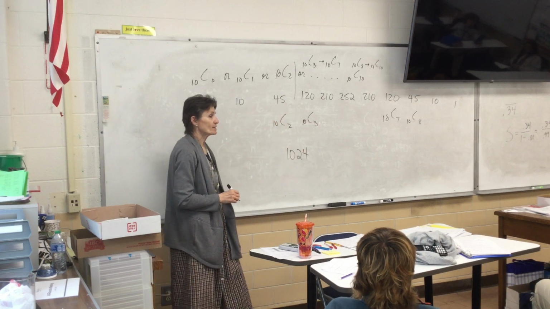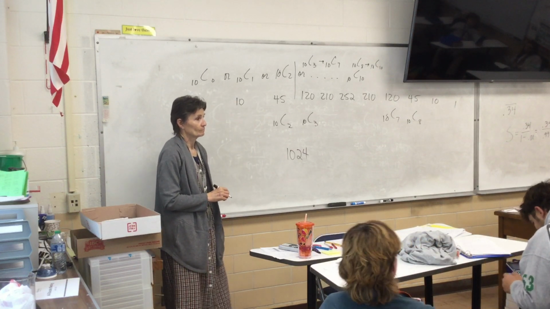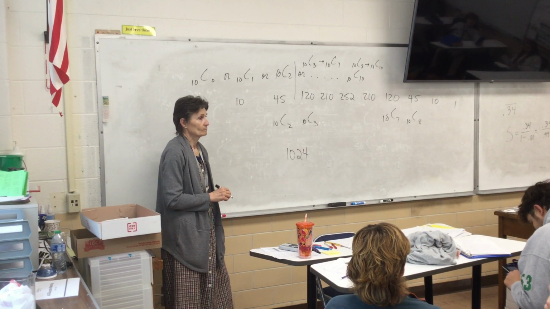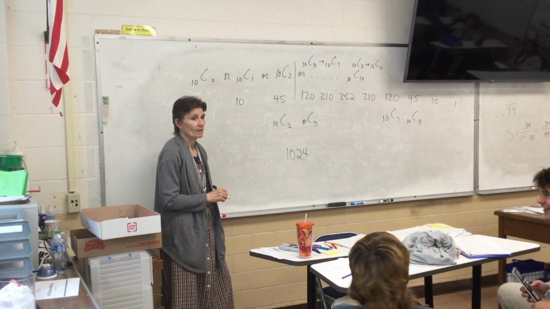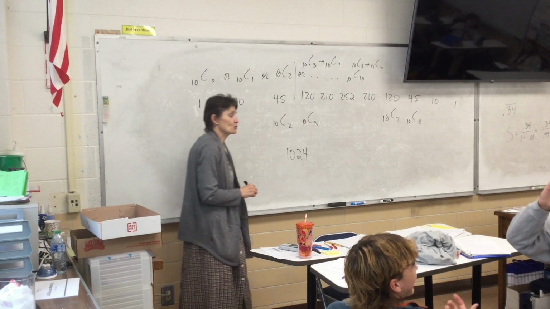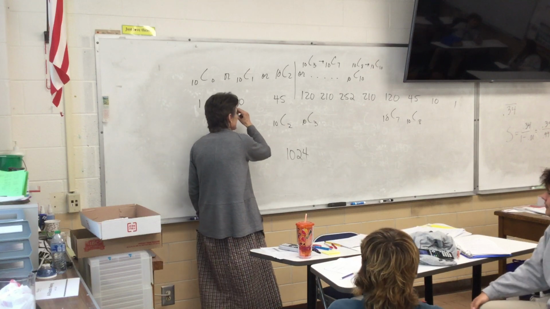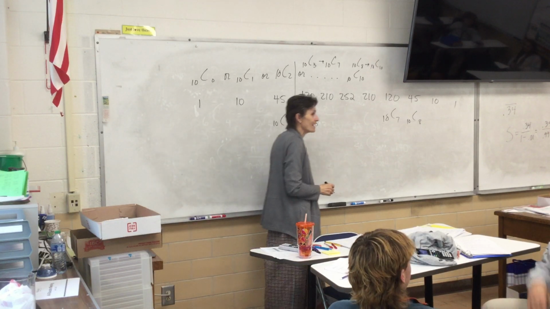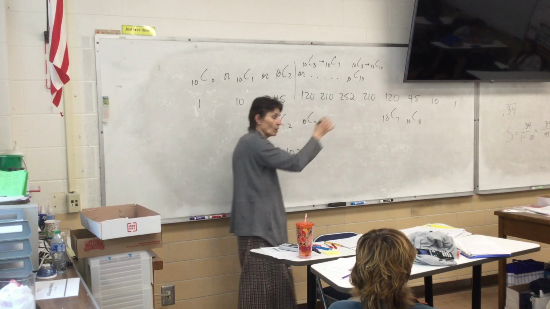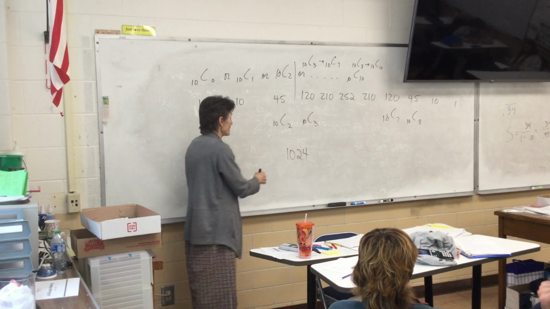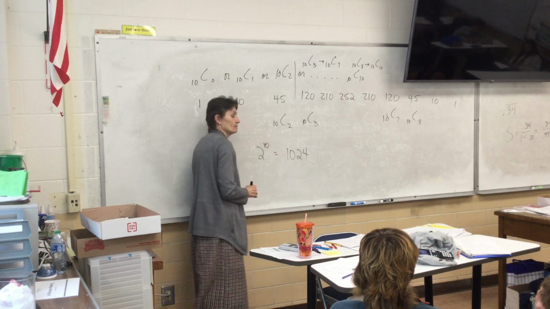I want you to type 2 to the 10th power on your calculator. So the sum of the numbers in the combination 10 row here is 1024, which is 2 to the 10.